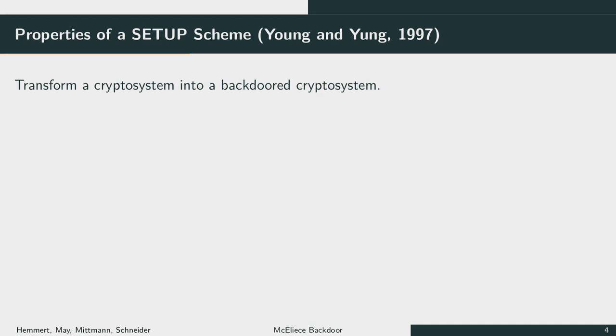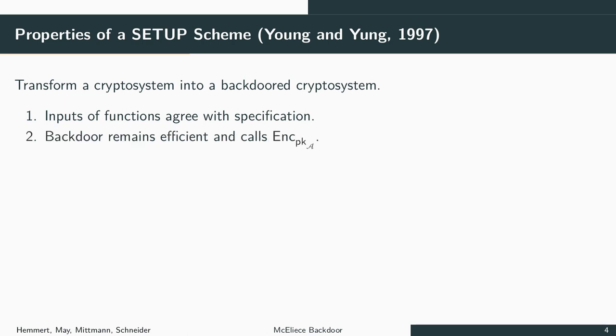To formalize this idea of backdoors, we use the notion of setup mechanisms introduced by Adam Young and Moti Yung. This gives us a set of properties for the transformation of the original crypto system into the backdoor system. First, we need to make sure that all inputs to functions remain identical. For example, that the encryption algorithm from the backdoor implementation can act on the same message space as the encryption algorithm in the original system.